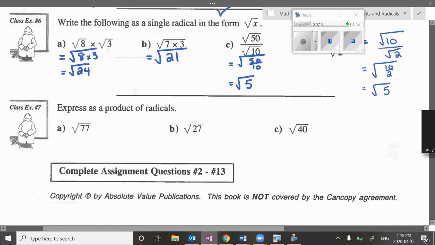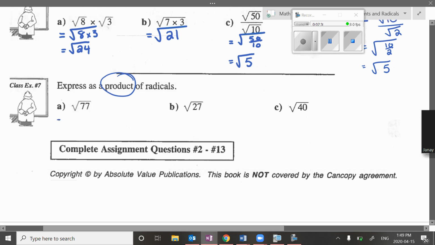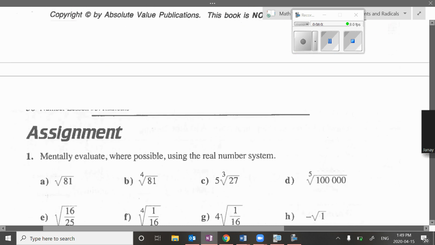Okay, now it says write these as a product of radicals. Product is the answer to a multiplication statement. So for 77, two numbers I can multiply to get to 77 would be 7 and 11. For 27, again, there could be multiple answers here. For 27, I could use the square root of 9 times the square root of 3. For 40, we could use the square root of 4 times the square root of 10. There are a few different ones for those, but those are things you could use.